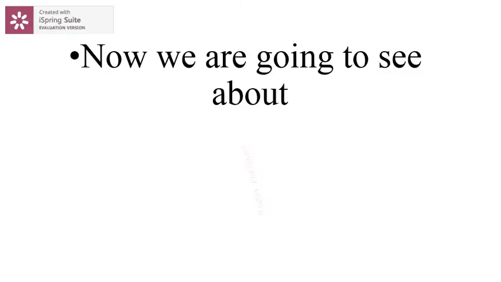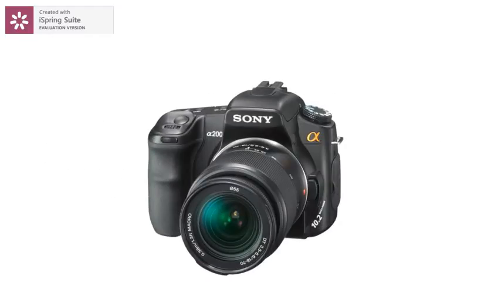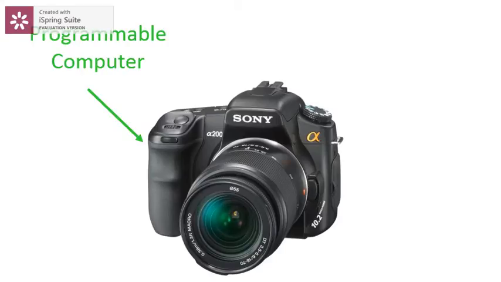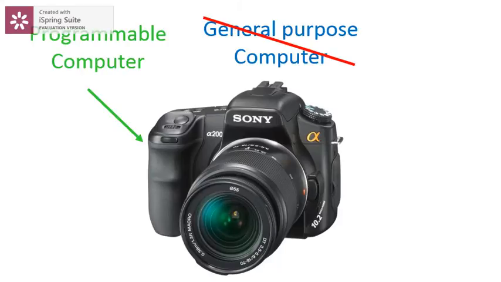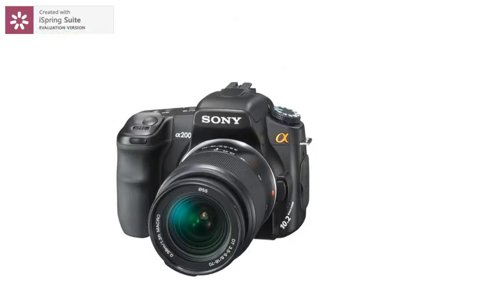Now we are going to see about embedded systems. An embedded system is any sort of device which includes a programmable computer but itself is not intended to be a general-purpose computer. For example, consider the digital camera. It is a programmable computer. It is not a general-purpose computer. A digital camera is considered a special-purpose computer, which means application-specific.